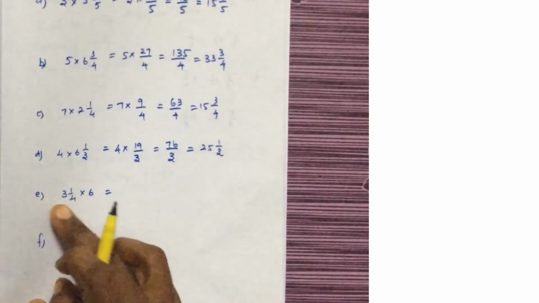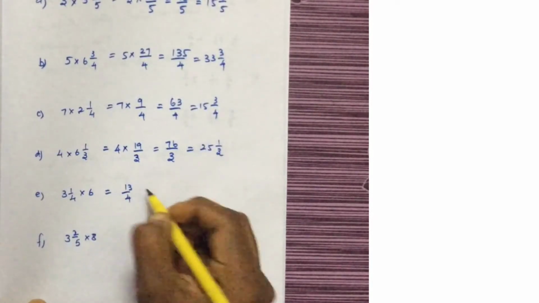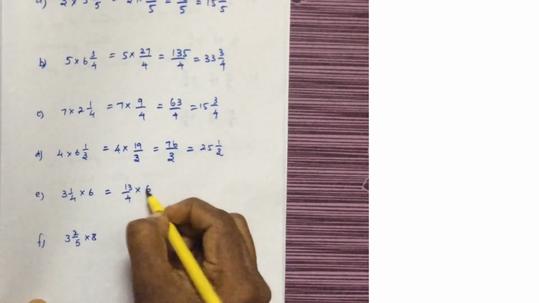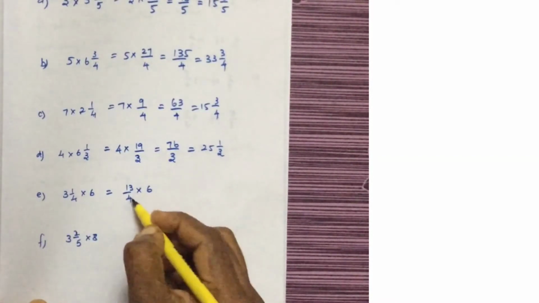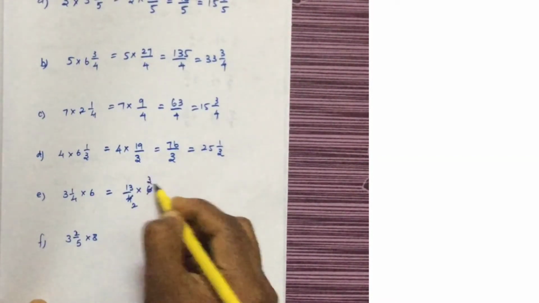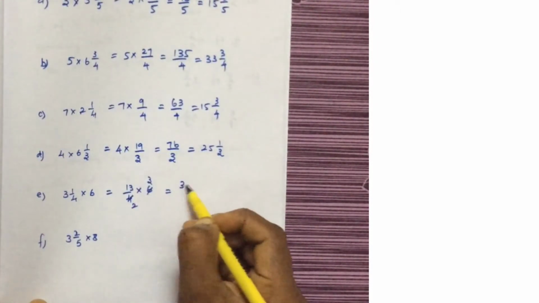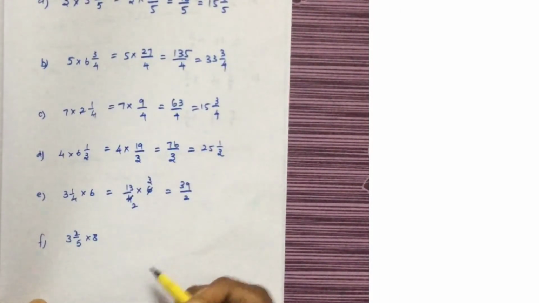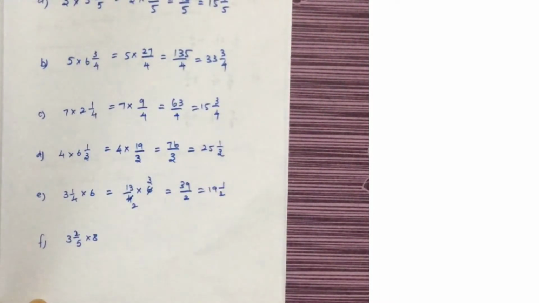So 4 multiplied by 3 is 12. 12 plus 1 is 13. 13 divided by 4, multiplied by 6. Here, if you want, you can cancel this 4 and 6: 2 2s are 4 and 2 3s are 6. So 13 multiplied by 3 is 39, divided by 2, that is equal to 19 1 divided by 2.